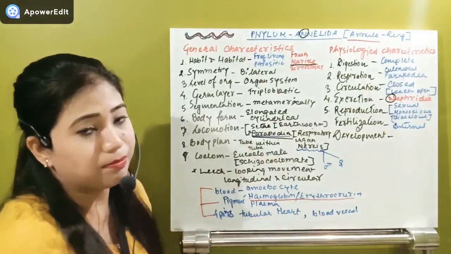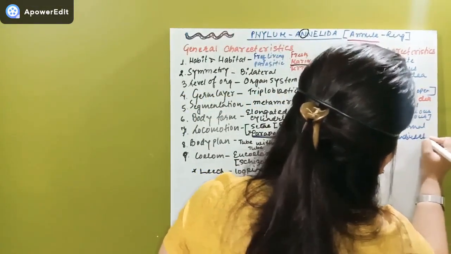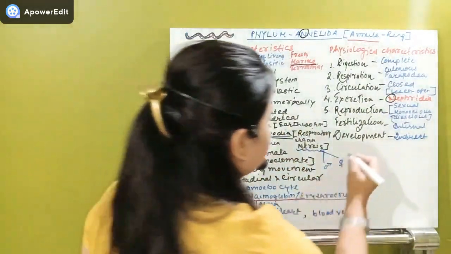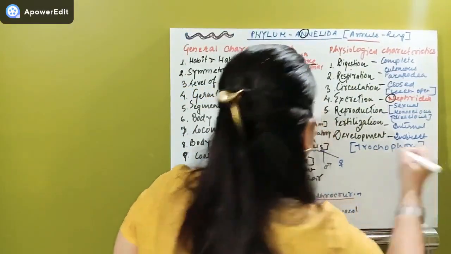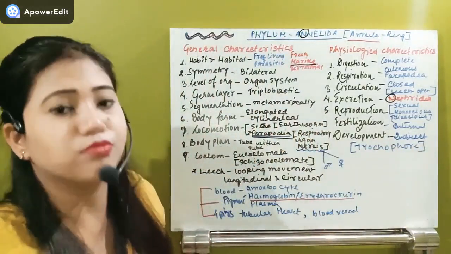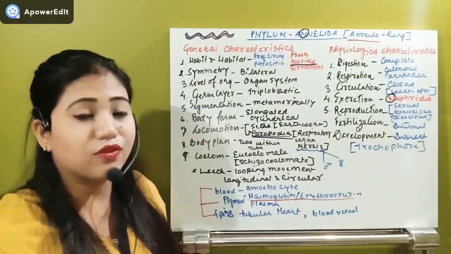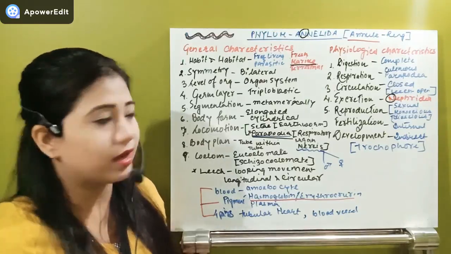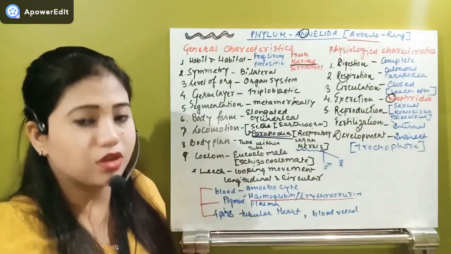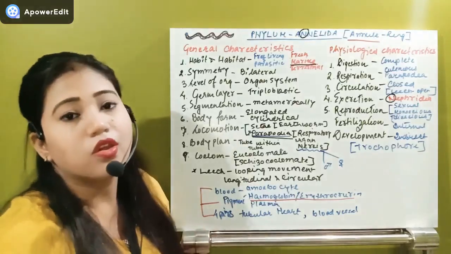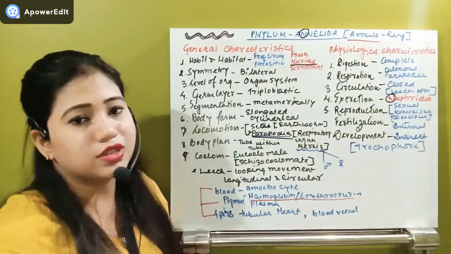After that, come to the development. Yes, development is indirect. And why is it indirect? Because they have a larval stage. Remember, I'm giving you a larval name, that is Trochophore larva. Trochophore larva is very important. Remember, Trochophore larva is a common larva also in another phylum. I will discuss it later whenever we see that phylum. Now, phylum Annelida will have indirect development because a larva is present. One of the larvae is Trochophore larva. So that is all about the phylum Annelida. These are the general characteristics and the physiological characteristics.